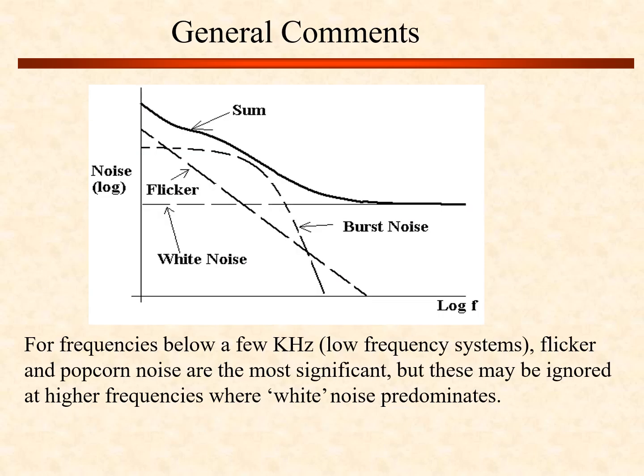Then the general comment. Based on the previous definitions and all the equations, we can make an overall comment. For frequencies below a kilohertz, that is a low frequency system, the flicker and popcorn noises are the most significant, but this may be ignored at higher frequencies where white noise is predominant. So when you go for high frequency, white noise will play the important role. When you go for low frequency, the flicker noise and the popcorn noise will play an important role, right? From the diagram we can understand.